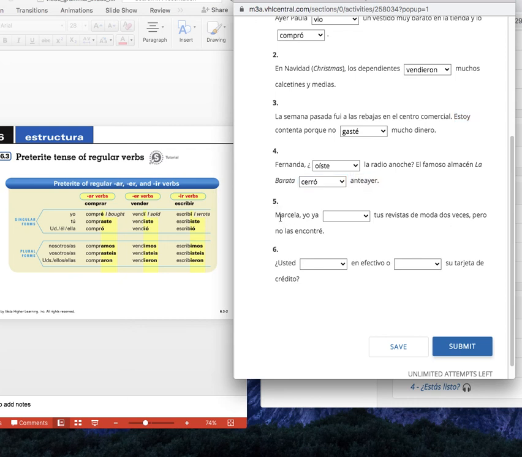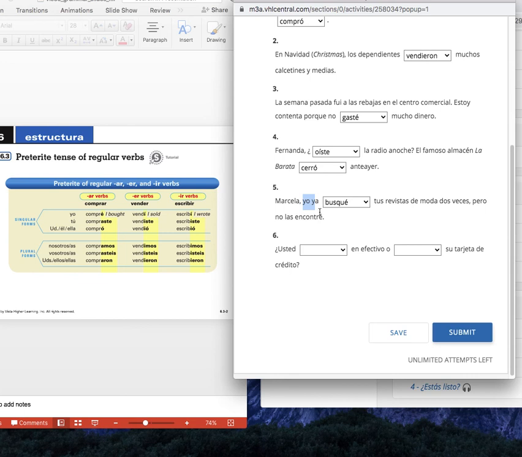Number 5. Marcela, yo, ya. So it's like you're talking to Marcela. Ya blank tus revistas de moda 2 veces, pero no las encontré. So would you say yo ya busqué, yo ya buscaste, yo ya buscó tus revistas? Pause. And we're back. It'd be busqué, because yo, right? Busqué. I already looked for your fashion magazines. Busqué, accent over the E.